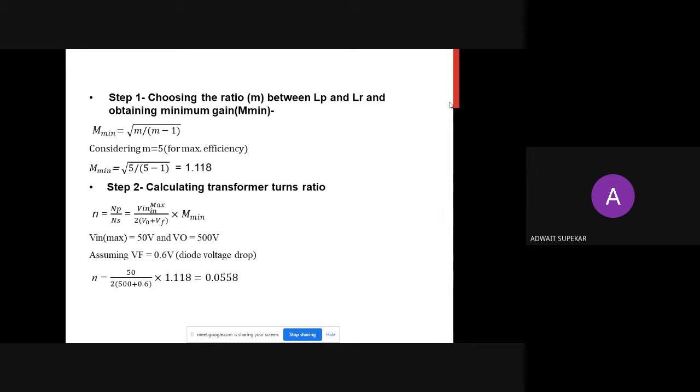The next step is calculating the transformer turns ratio, which is given by N equals V in maximum upon 2 into VO plus VF into V minimum. V minimum is calculated above, and V in maximum is 50 volts, that is the maximum voltage which can be fed to the resonant converter. VO is the output voltage, which can go up to 500 volts. Assuming VF equals 0.6 volt, that is the diode voltage drop, we get the value of N as 0.0558.